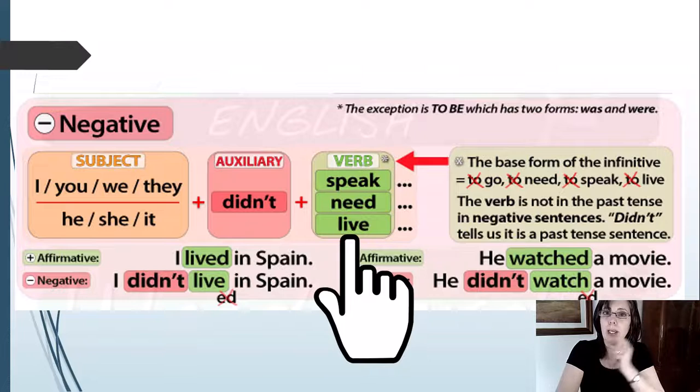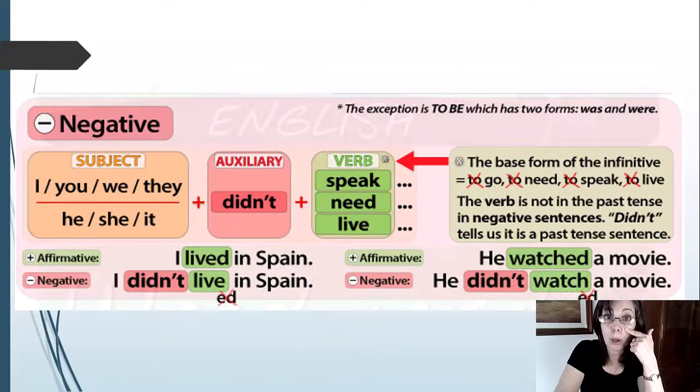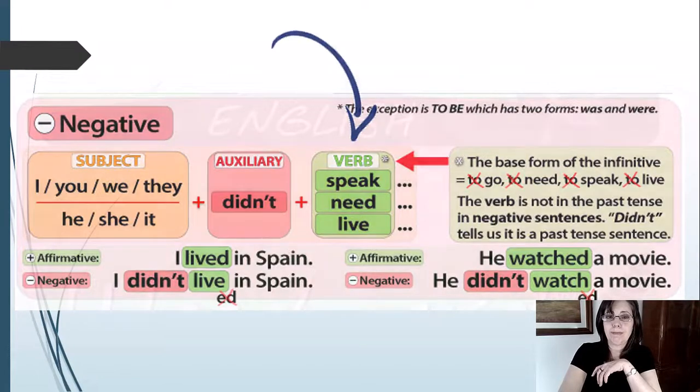And for the negative, again, you need the auxiliary. Didn't. And the verb does not take the past form because you've got the auxiliary. Didn't takes the past. Beautiful.